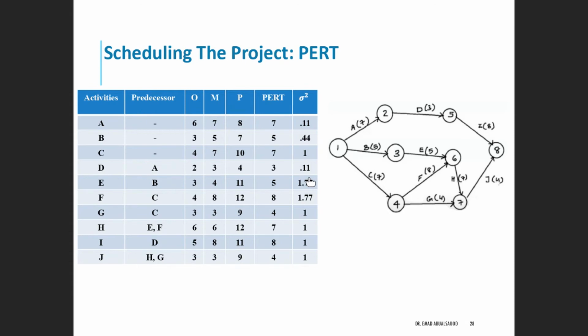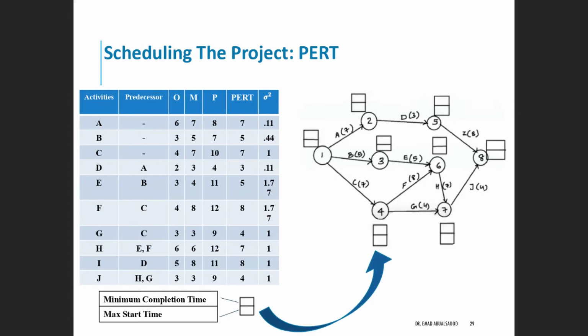It's just required if you are going to estimate the variability, the change in the activity's completion time, but it is for estimation only and not for the solution. In the next step, we have to find the minimum completion time and the maximum start time for each of the events. Next to each event, event 1, you have to put these two boxes. The value in the top represents the minimum completion time. The value in the bottom represents the maximum start time for that event. We put it for all the nodes.